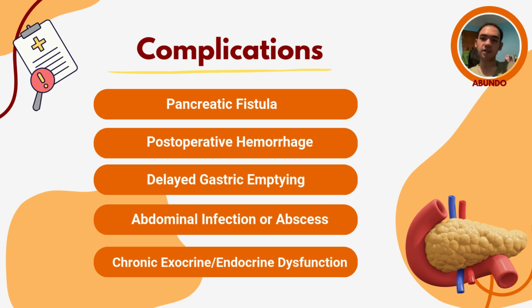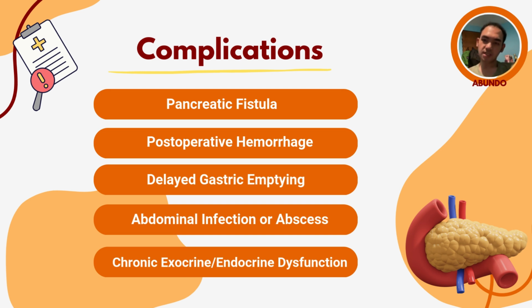Fourth complication is the abdominal infection or abscess formation. Infection may result from contamination during surgery, leakage of pancreatic fluids, or necrosis of pancreatic tissue. Localized collections of infected fluid can form especially near the site of anastomosis or coring. These may present with fever, localized tenderness, leukocytosis, and elevated inflammatory markers. Management may involve antibiotics, image-guided drainage, or surgical debridement. Severe infections can escalate to peritonitis or sepsis.